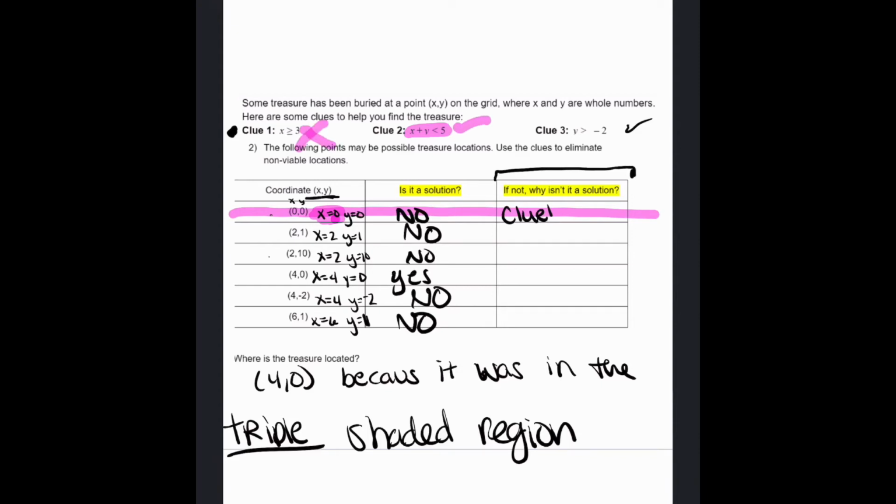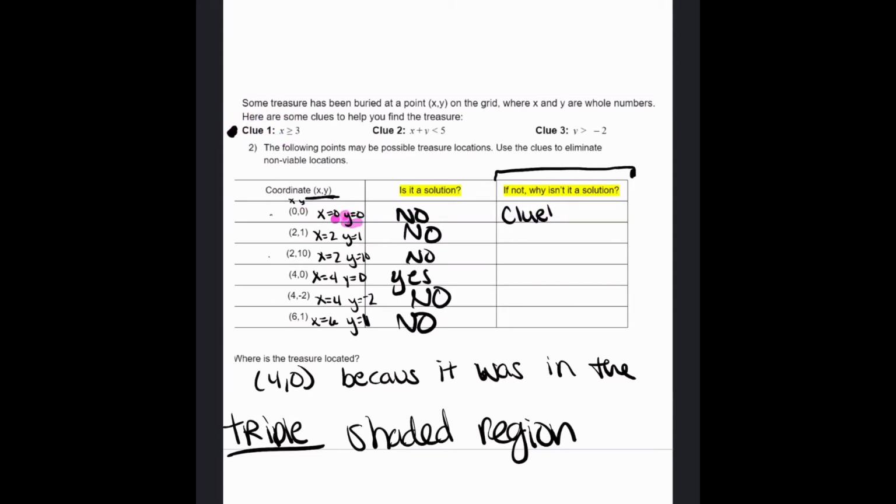Let's see if it satisfies clue 3. Y is greater than -2. That's true, because y is 0, which is greater than -2. So that one is true. So for 0, 0, it satisfied clue 2 and clue 3, but not clue 1. So you're going to say that it did not satisfy the clue 1 constraint, x being greater than or equal to 3. Let's go ahead and do another one.